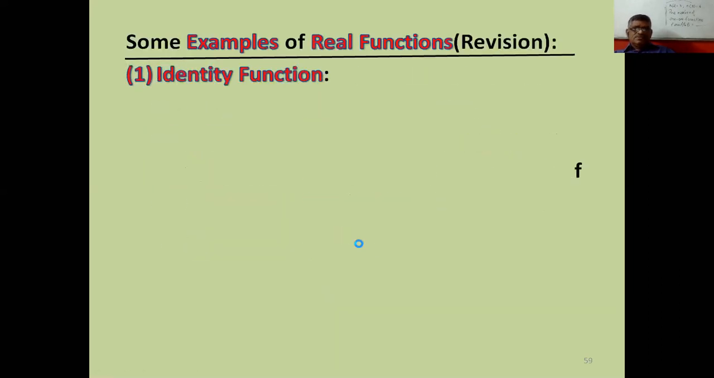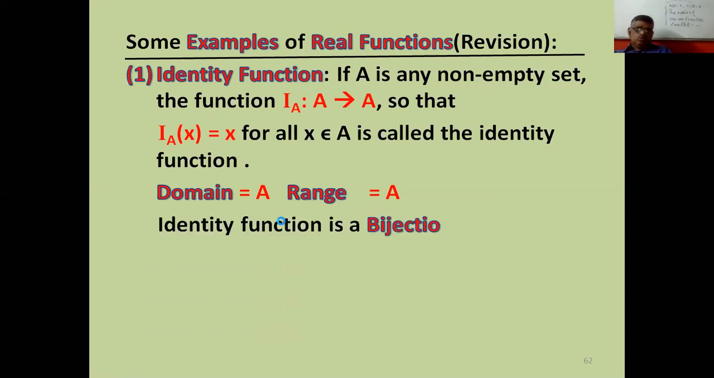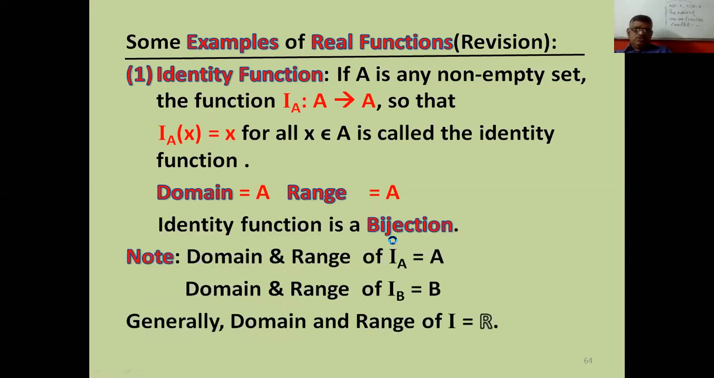Fine. Some examples of functions: identity function. I don't need to specify, you know it well. Identity function, domain and codomain. If it is defined on A, we call it I_A. If it is defined on R, I call it I_R. If I don't know how to specify the domain, I simply say I. It is from one set to another set. Domain and range will be the same. It is one to one and onto. Identity function is a bijection. Okay.